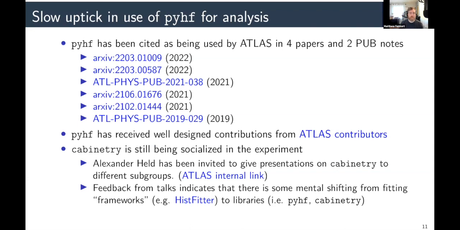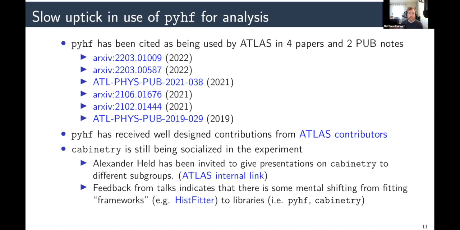Okay, I know I'm running short on time, so I'll try and speed up here. We've also seen, going one more step up the stack into end stage analysis, statistical inference, that PyHF has been cited as actually being used in Atlas in 4 papers and 2 pub notes, and I think it's being used in a few other areas.